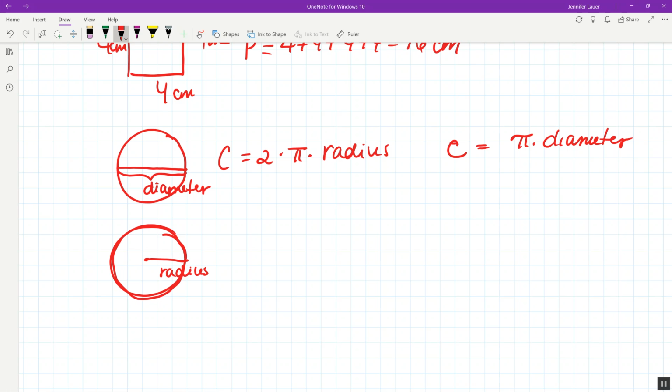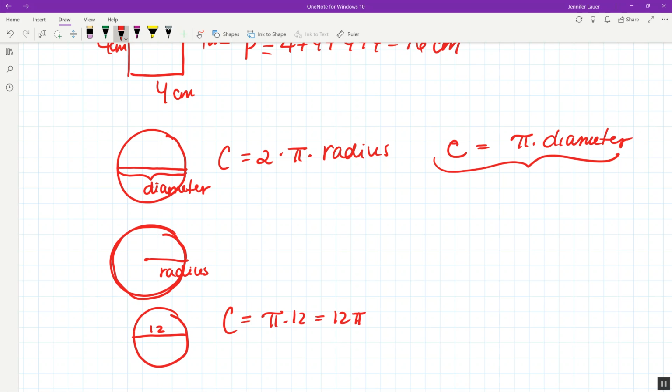So let's say we have a circle that has a diameter of 12. Then you would use this one, or you could cut the diameter in half to make the radius. So you could say C is equal to pi times 12, which is 12 pi, and we'll call this inches. Or you could do C is equal to 2 times pi times the radius, which is half of 12. And as you can see, you get the same answer.